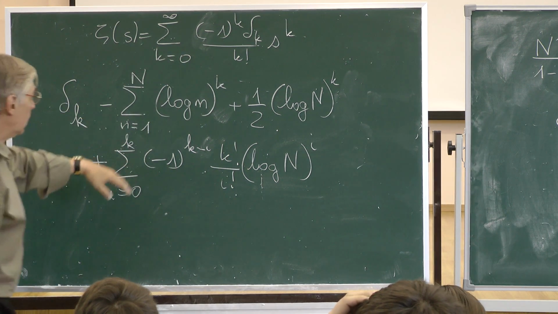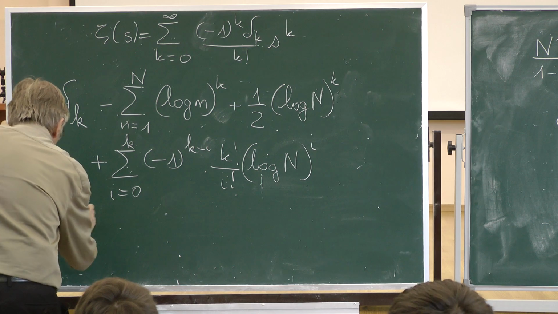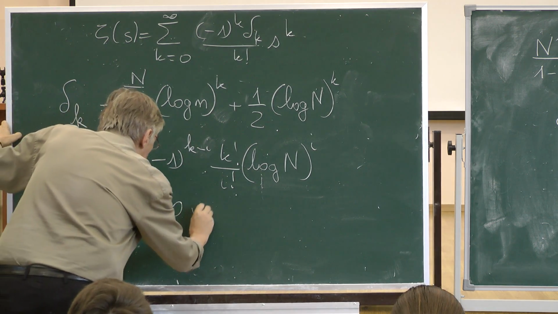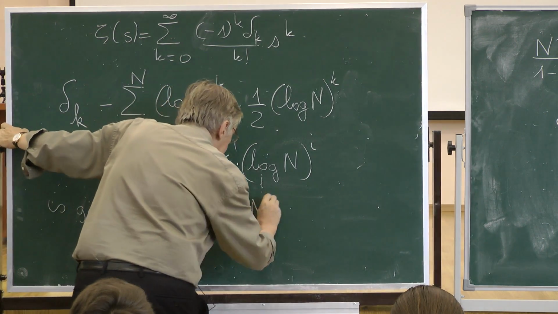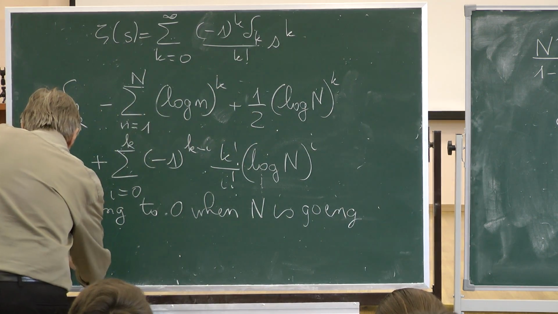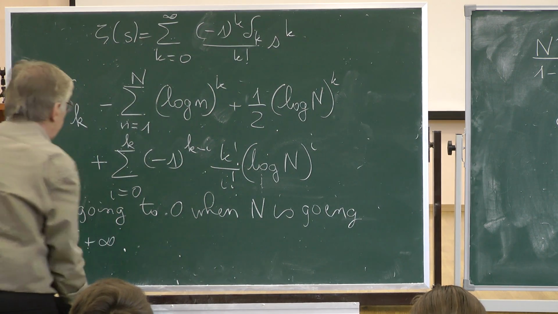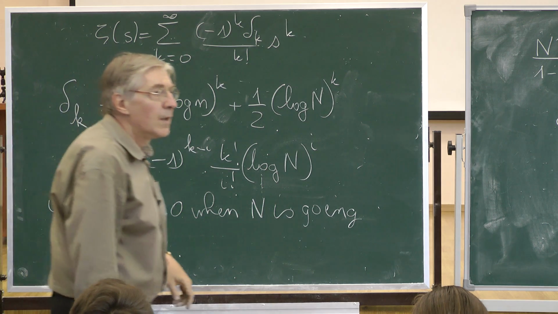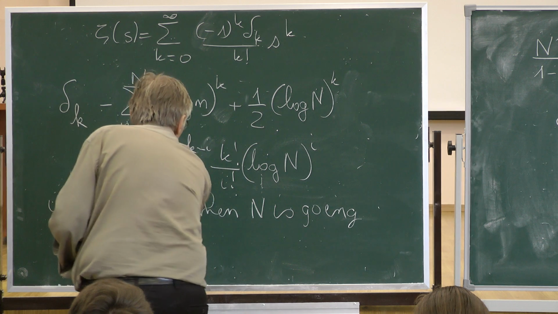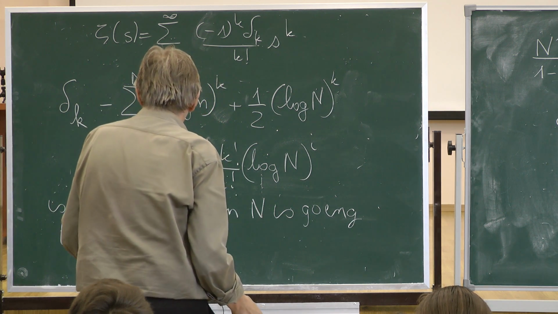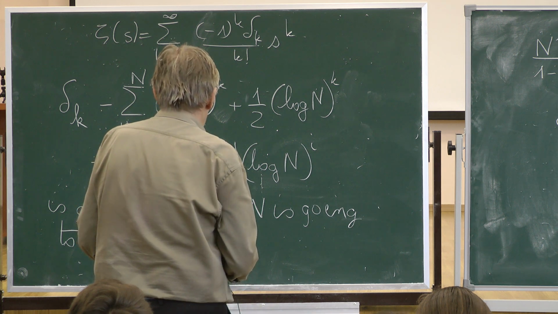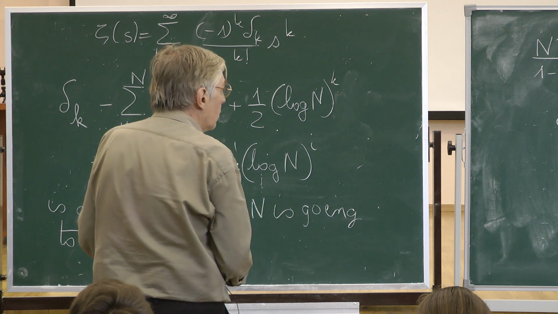And what I know here is that this is going to 0 when capital N is going to plus infinity. This is what I know. And I want to reinterpret this in terms, let me see, just one moment.